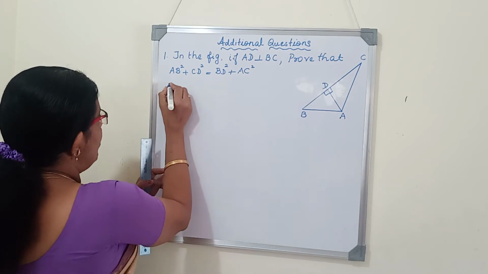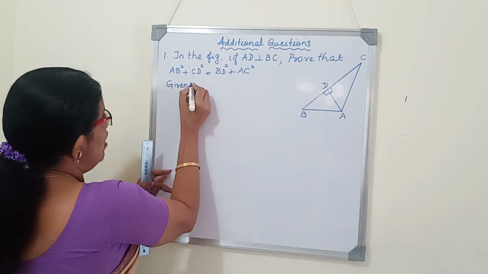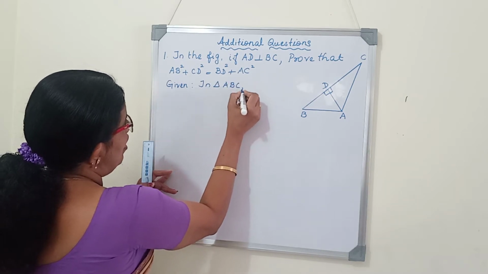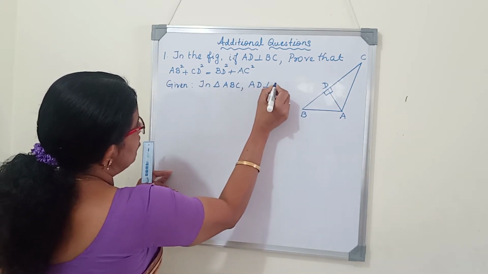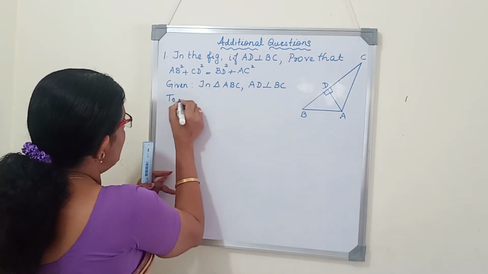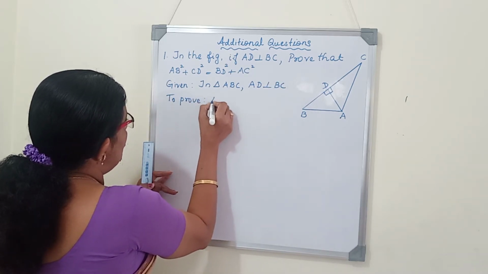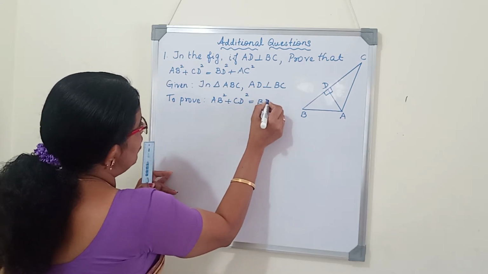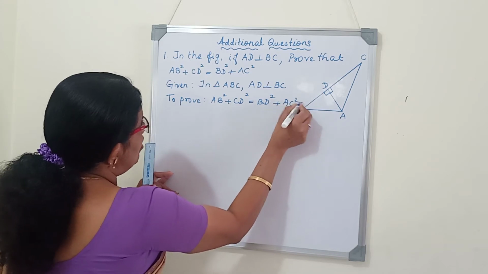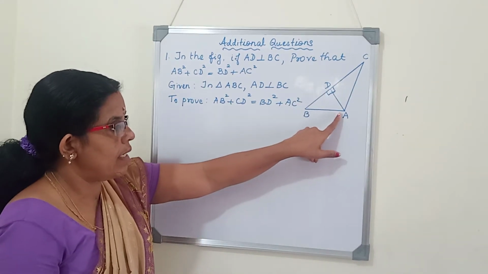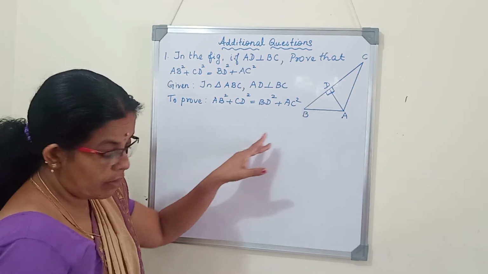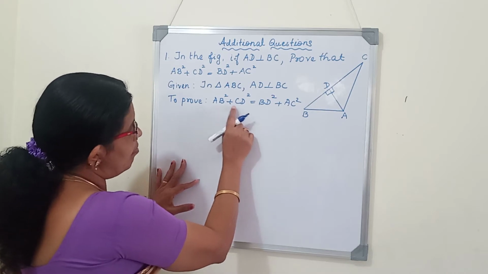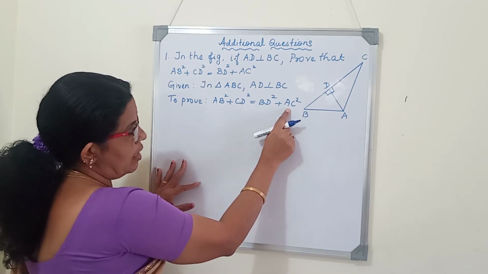So here, given that in triangle ABC, AD is perpendicular to BC, we have to prove that AB square plus CD square is equal to BD square plus AC square. Here triangle ABC is not a right angle triangle, only AD is perpendicular to the side BC.